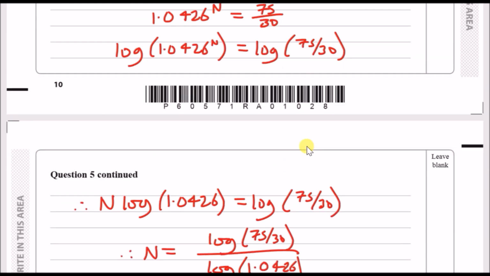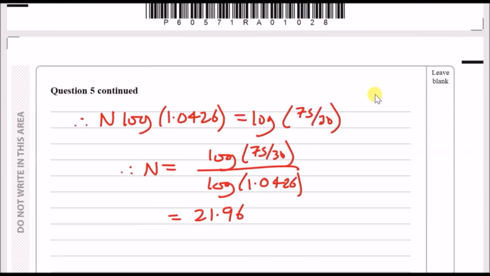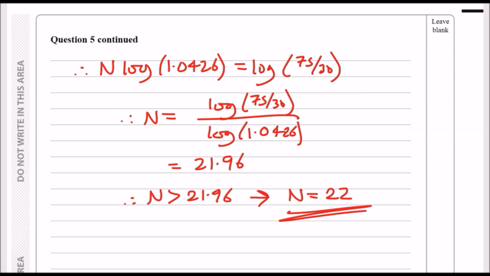And then just drop that in the calculator and you should get an end result of 21.96. And they said something about the fact that we need to find the smallest integer value of n. Because we know that it exceeds 75,000, essentially we could say therefore n exceeds 21.96. This means that n has to be 22 because that's the smallest possible integer after that number. And that's it, guys, we're done.